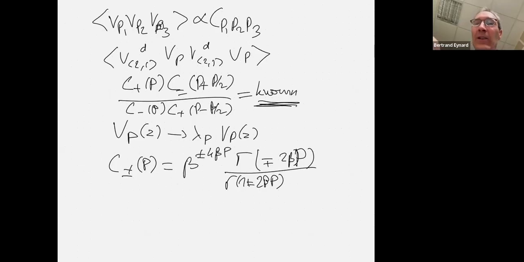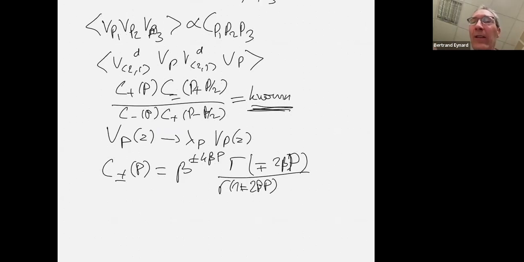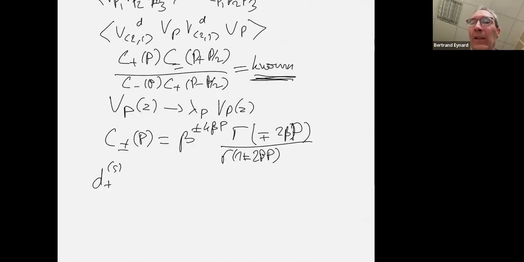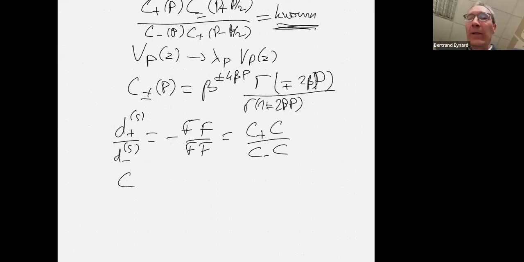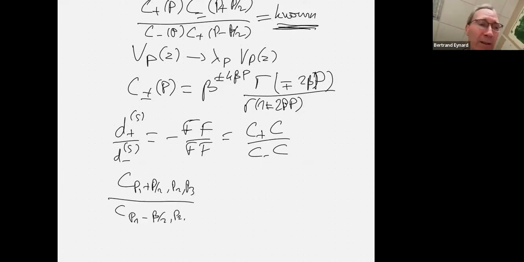in my equation. If you remember, the equation was giving us the ratio of D minus over D plus. This was just a bunch of F matrix elements which are known and which are all bunches of gamma functions. And now this was also equal to C plus C over C minus C, but now we know what C plus and C minus are. So therefore we get C(P1 plus beta over 2, P2, P3) over C(P1 minus beta over 2, P2, P3) equals, well, let me write it explicitly now.